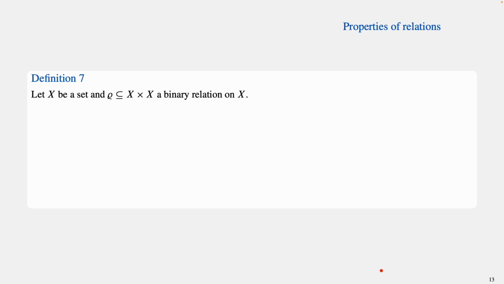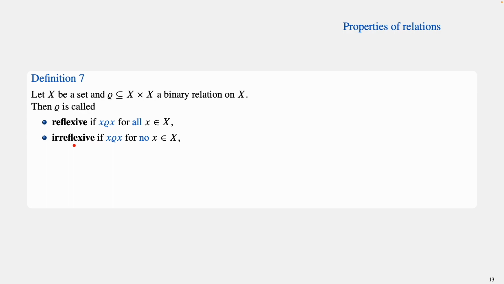Now we want to learn more about the properties of relations to distinguish better between different kinds of relations. So X is a set, and we have a binary relation rho on X. Then we say that the relation rho is reflexive if X rho X for all elements X in our set big X. So every element is related to itself. Then we say rho is reflexive.